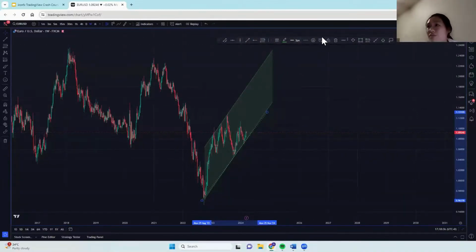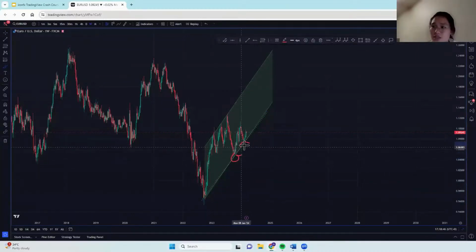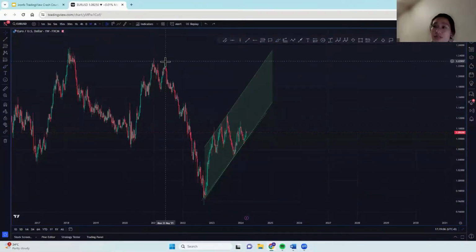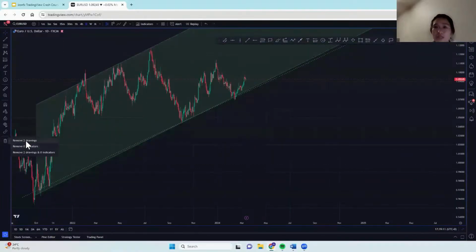Just to recap, at least 3 touches for your trend line, and for our trend channel, you want to make sure you have at least 2 touches on the top and the bottom of our trend channel. But in this case, obviously we have 3, but 2 is enough. So it's moving in an uptrend on our weekly time frame.